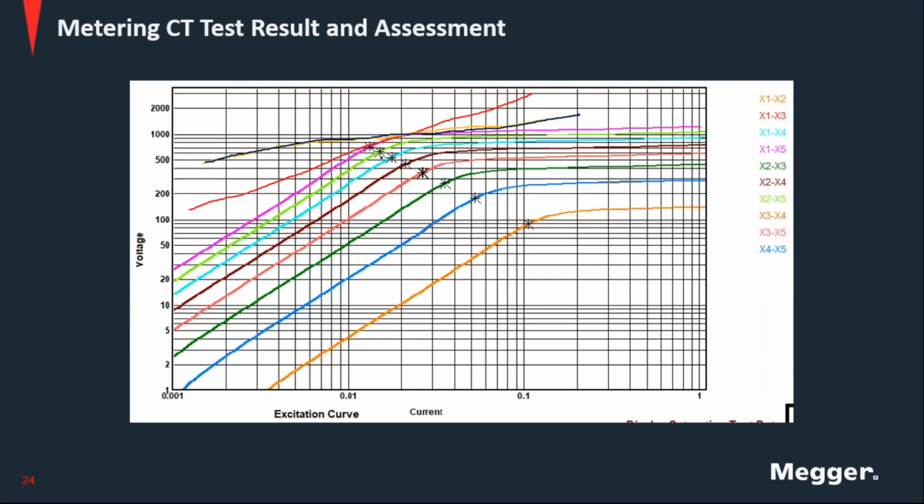Now, to talk a little bit more about the excitation point, the saturation point or the knee point, IEC defines it a little bit differently. IEC defines the point for which a 10% increase in the voltage produces a 50% increase in the excitation current. One way of mathematically defining that point is to continue both linear parts, and where they intersect, draw a line perpendicular to the characteristic.